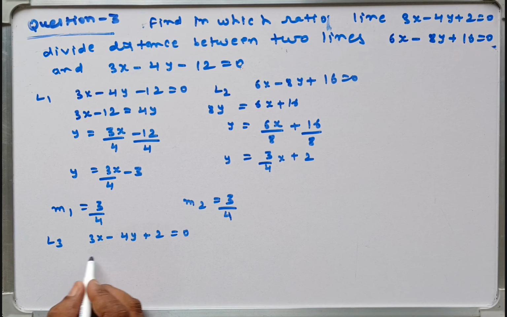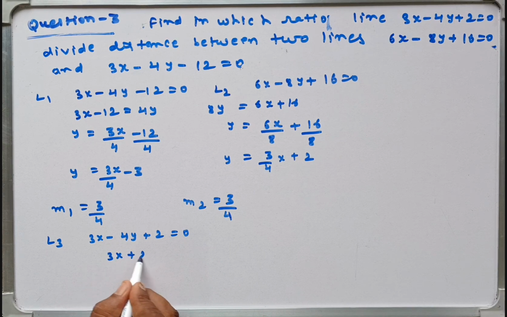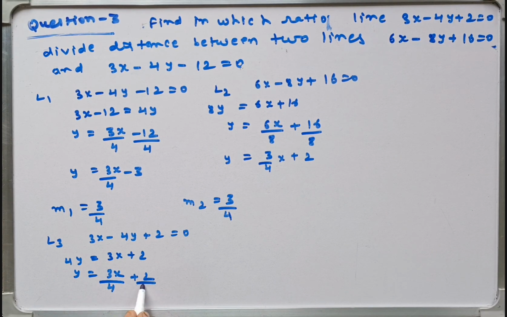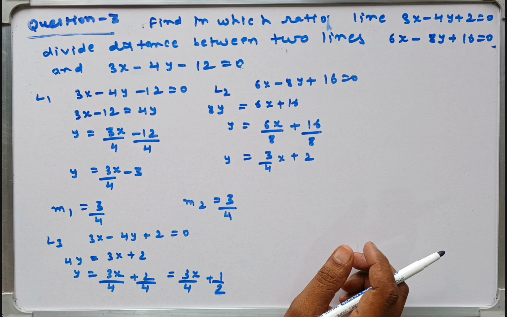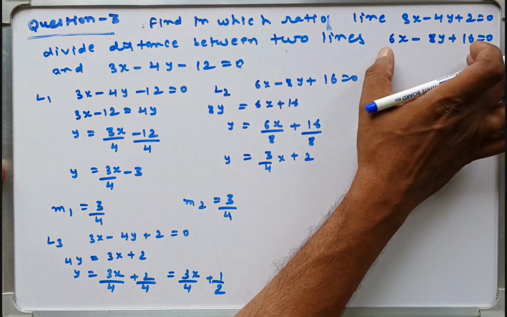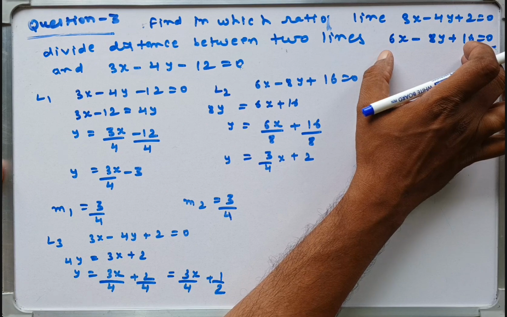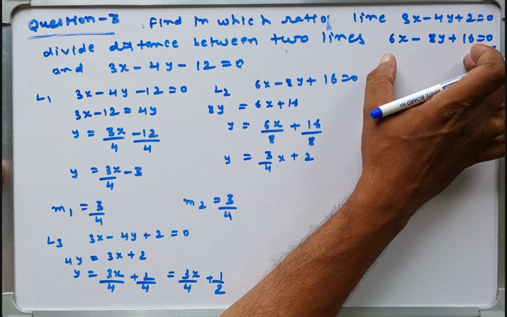So this will come 3x plus 2, or this is 4y, or y equal to 3x divided by 4 plus 2 by 4. Okay, so this will come 3x by 4 plus 1 by 2. Okay, so guys, in examinations, to create confusion they change the coefficient. Guys, do you know the standard form or not?